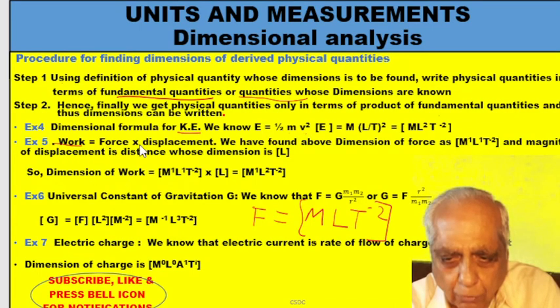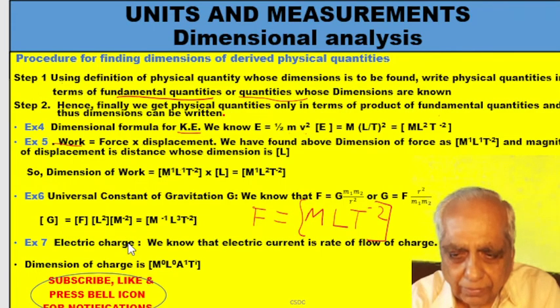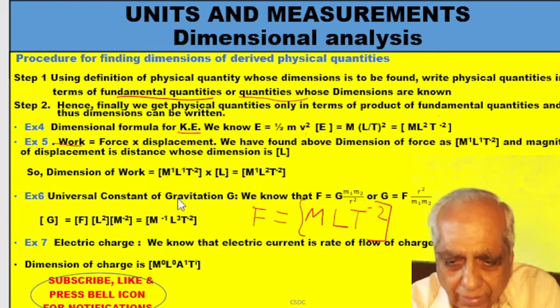Work is force into displacement. You know the dimensions of force. Displacement is L. So force is M1 L1 T raised to minus 2 multiplied by L. Now multiply these two, so L will increase by 1, the rest will remain the same. So M1 L square T raised to minus 2. So this is the procedure. Is it all right?